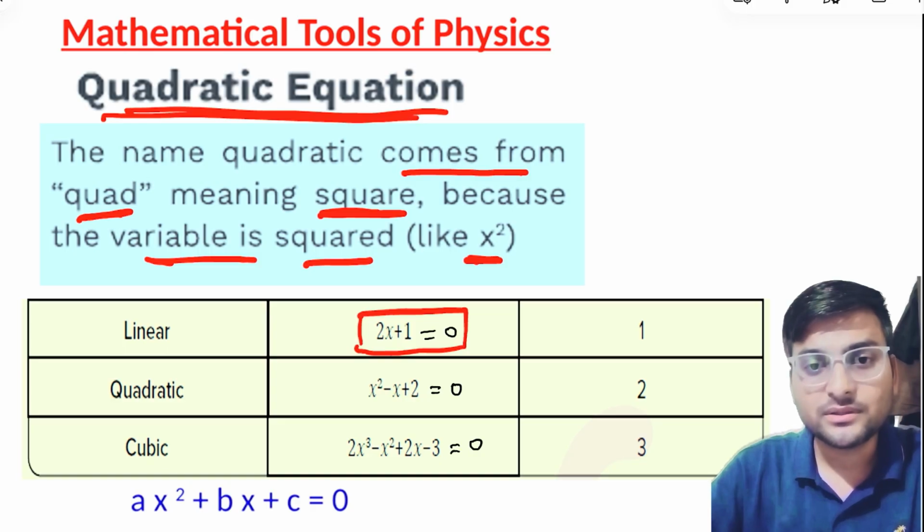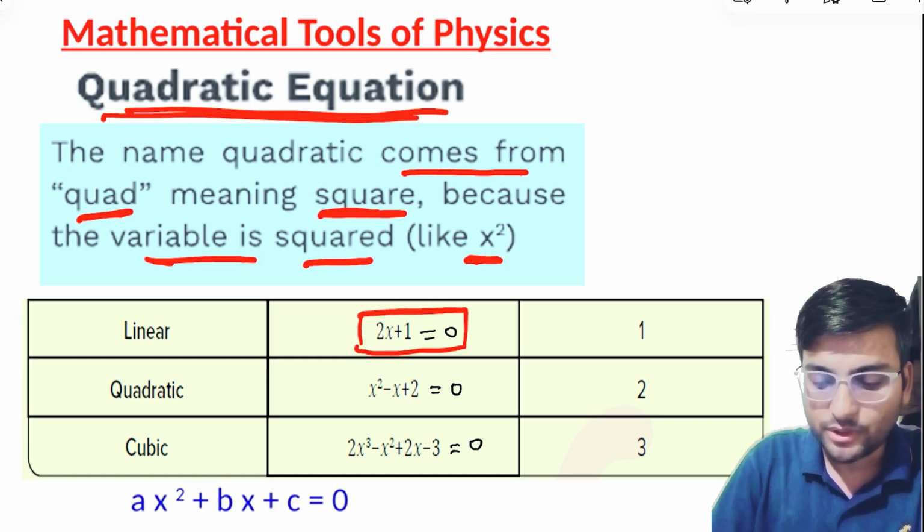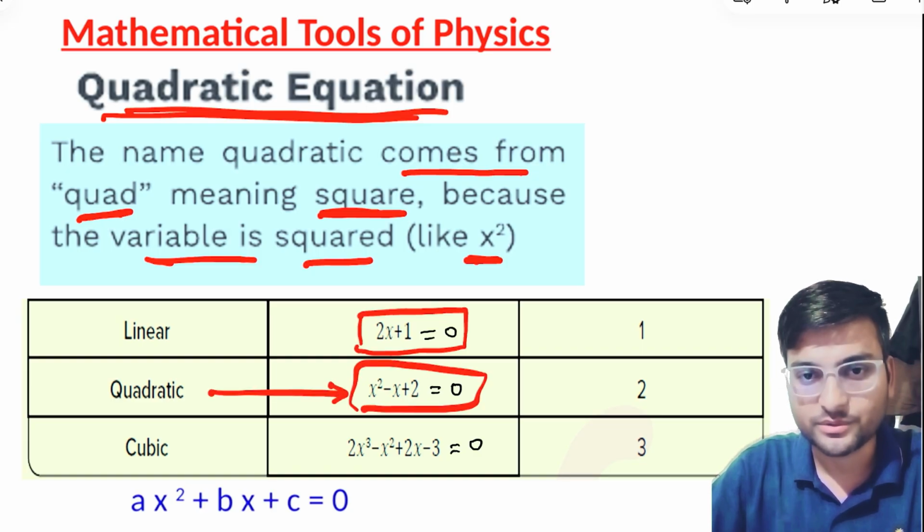In a linear equation the root is only 1. Root means the value of x is only one value, whatever its magnitude may be. In the case of a quadratic equation, the values of x will be 2. That's called the roots of a quadratic equation.